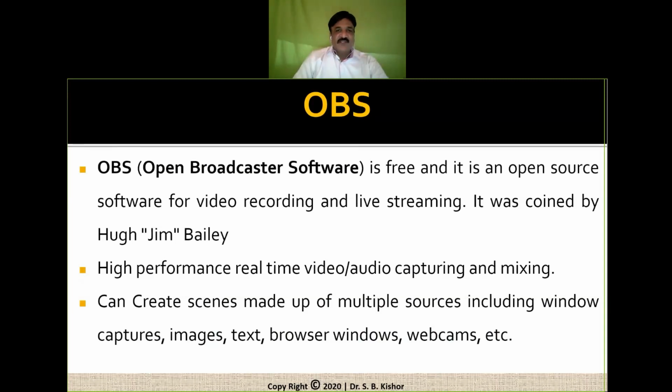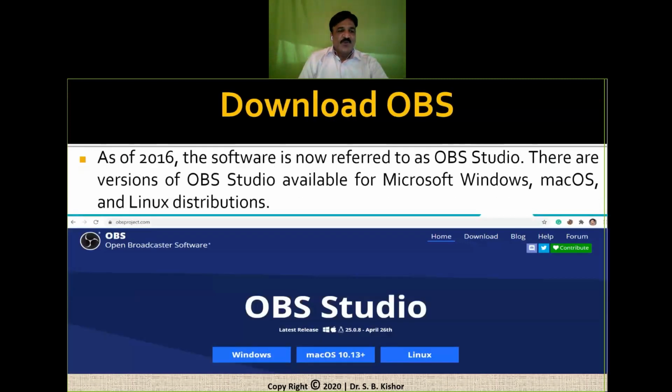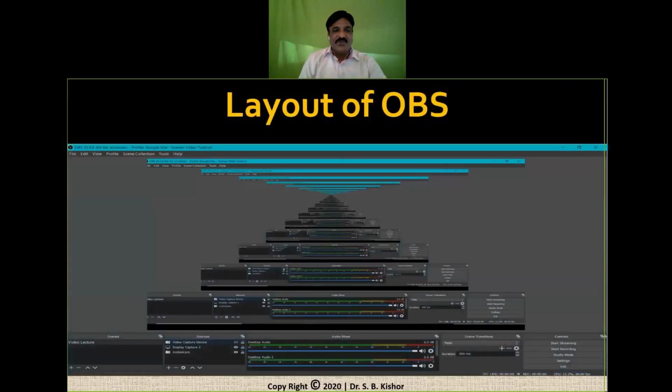So now we will see how to download the OBS software. For that purpose, you need to first of all type obsproject.com on the web browser, and then it will show you a screen something like this, and depending upon your operating system, you are going to click on either Windows or Linux or Mac. Once it has been downloaded, click on the OBS and you will get a screen something like this, which is known as the layout of OBS. It contains various elements including the scene, sources, start recording, settings, etc. We will discuss all these things during our practical session.